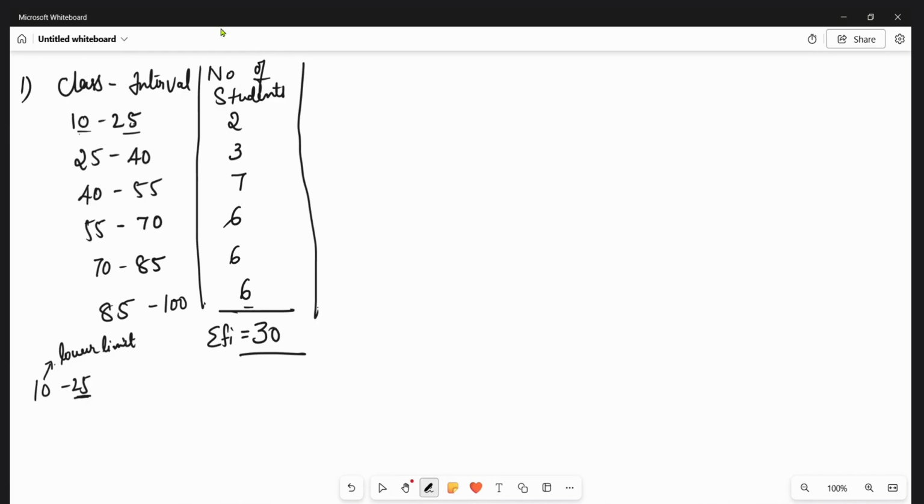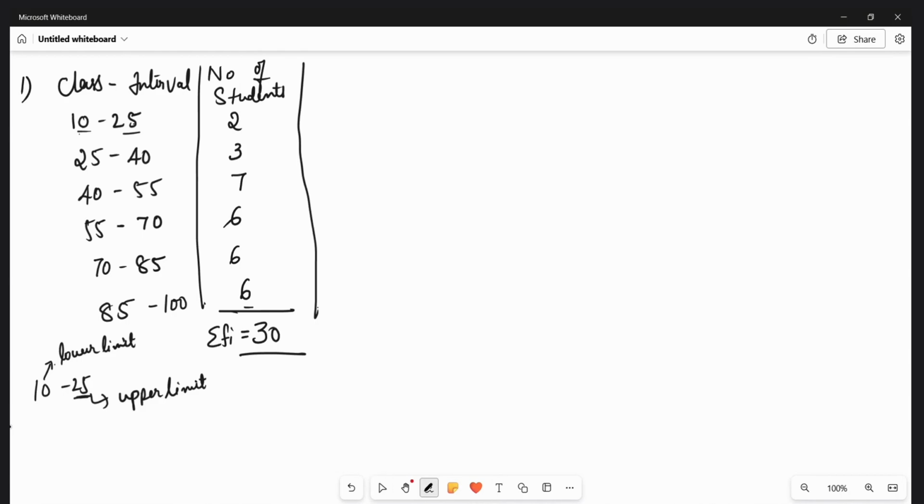Okay, and 25 we call it as the upper limit. In the class interval, 10 we call it as the lower limit, whereas 25 we call it as the upper limit. Now if you observe in the class interval, 10 to 25, again 25 is repeating from 25 to 40, then 40 to 55. We are taking like this, correct? What do you call this? We call it as a continuous class interval.